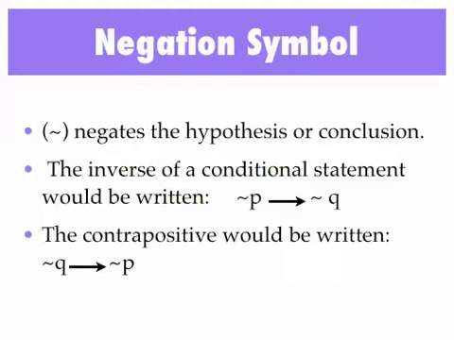The negation symbol is this little squiggle. The squiggle negates the hypothesis or the conclusion. The inverse of a conditional statement could be written using the squiggle: squiggle P implies that squiggle Q. And the contrapositive could be written, remember contrapositive is when you switch and negate, so it would be squiggle Q implies that squiggle P.